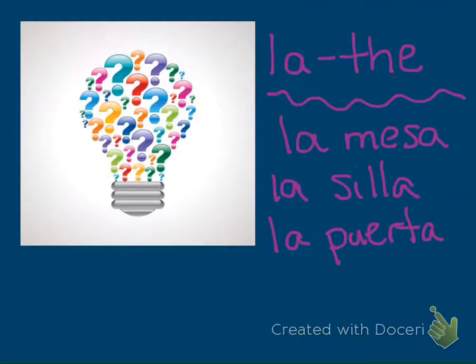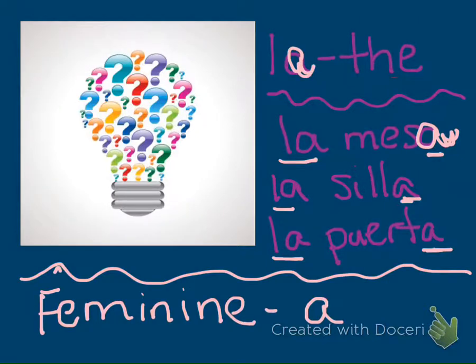Now, most of you should be noticing it's very obvious, especially after the last slide, words that are feminine, most words that are feminine, end in an ah. I always think of this as the little flip of the hair. Flip. So most feminine nouns end in a, which means you use a la for your the. Again, please remember, I said most, not all.